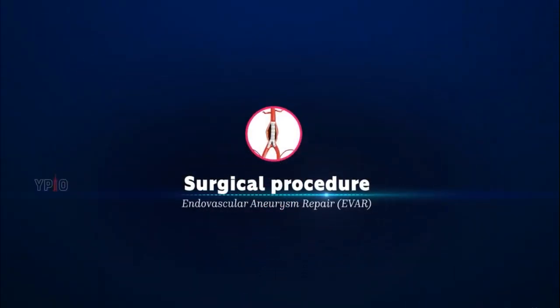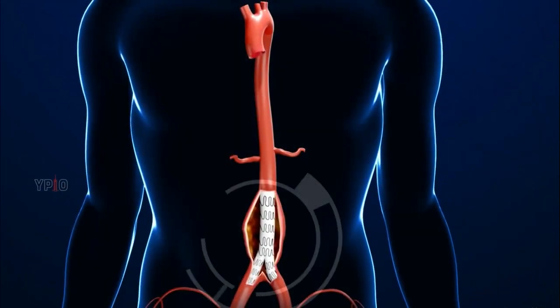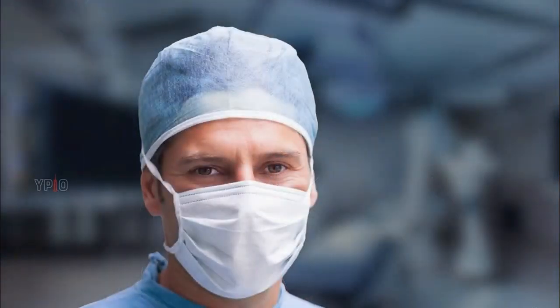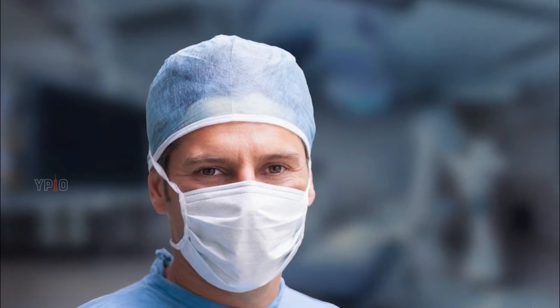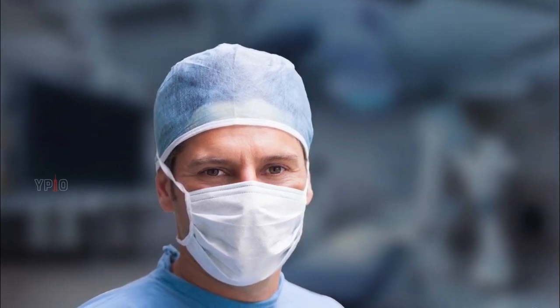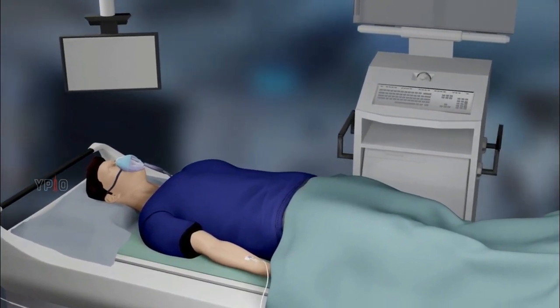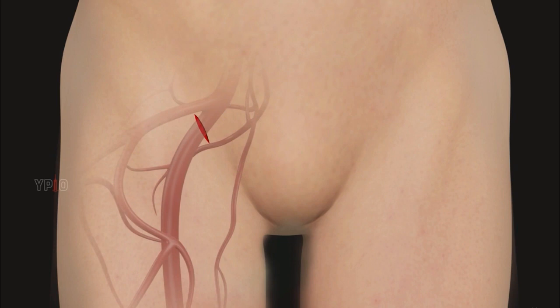Surgical procedure. During the EVAR procedure, an endovascular stent is placed inside the aorta to protect the aneurysm from rupturing. In general, the minimally invasive endovascular aneurysm repair will involve the following steps. You will be administered general or local anesthesia by your anesthesiologist. You will lie on your back on the operating table, and the groin area is shaved and cleaned with an antiseptic solution. A small surgical cut is made in the groin area to access the blood vessel, femoral artery.